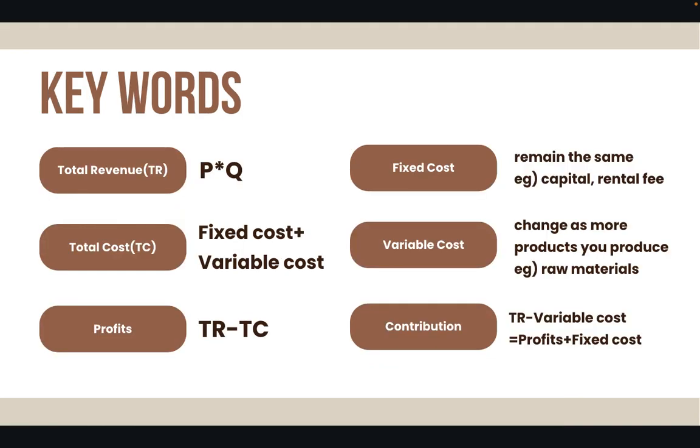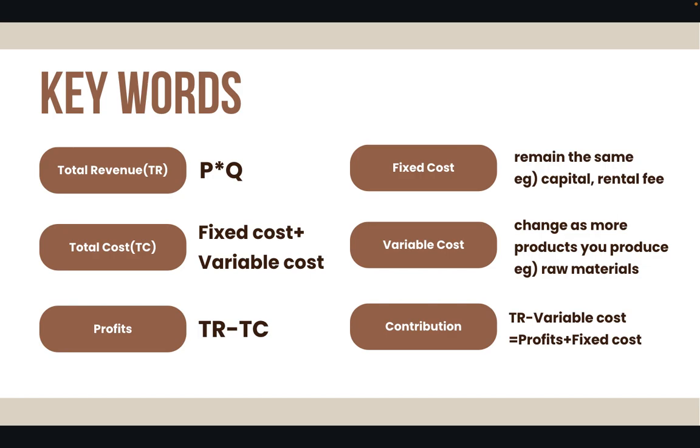Before knowing how to calculate break-even, you must know some keywords. First is total cost. Total cost is the total of fixed cost and variable cost. Fixed cost refers to the cost that remains the same, like capital or rental fee. And variable cost refers to the cost which changes as more product is produced.